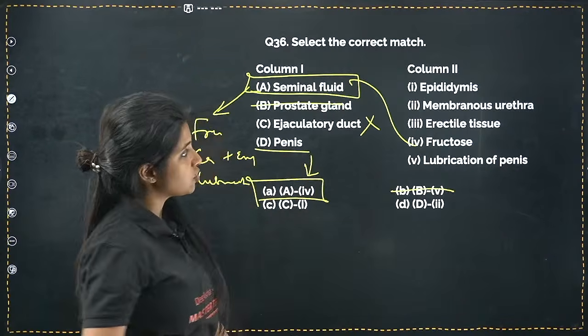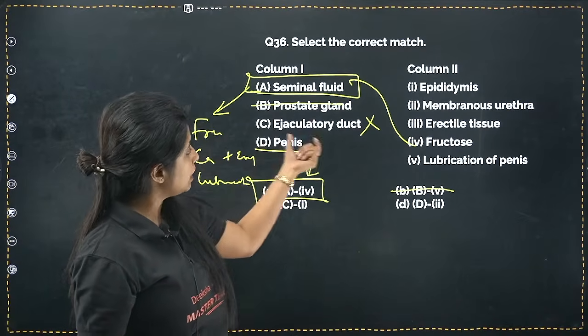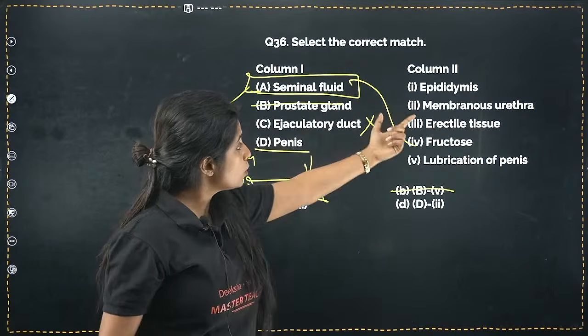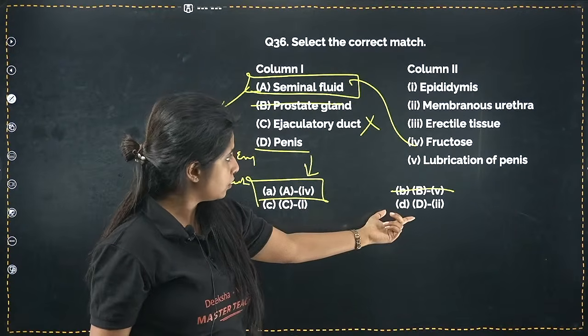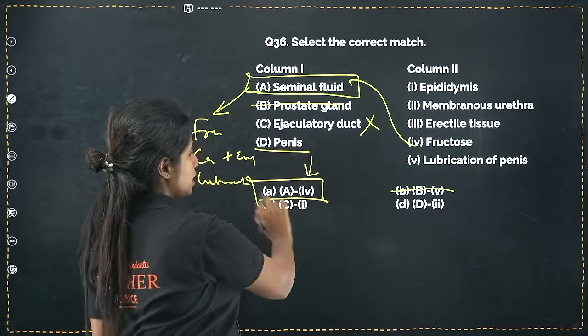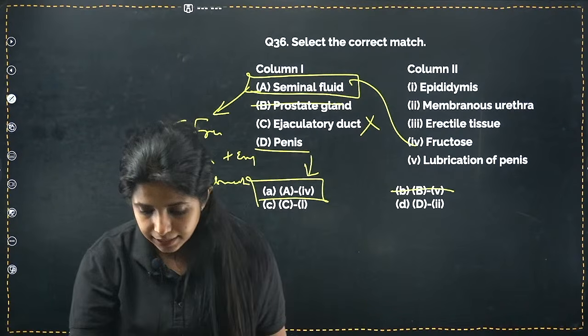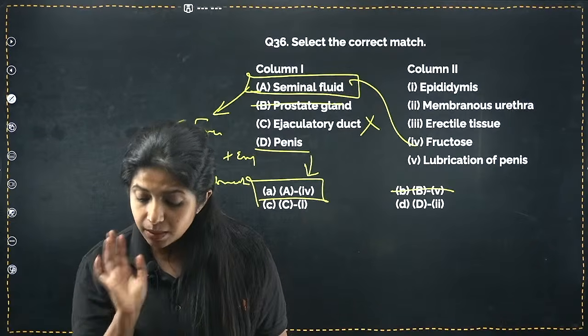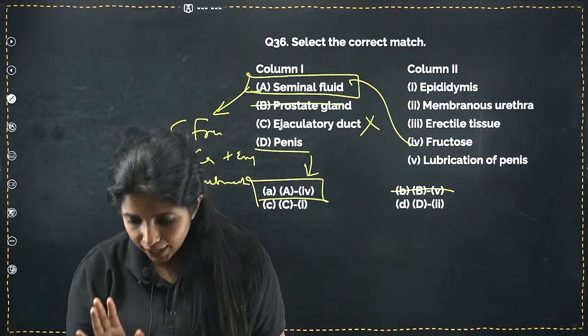Now penis is the external genital organ, and it is made up of erectile tissues. So if D goes with 3, it will be correct. Is it like that? No. D is going with 2 over there, which is why you have only one answer for this question, and that is going to be A. Is this clear? Simple question. Do not complicate it in your head.